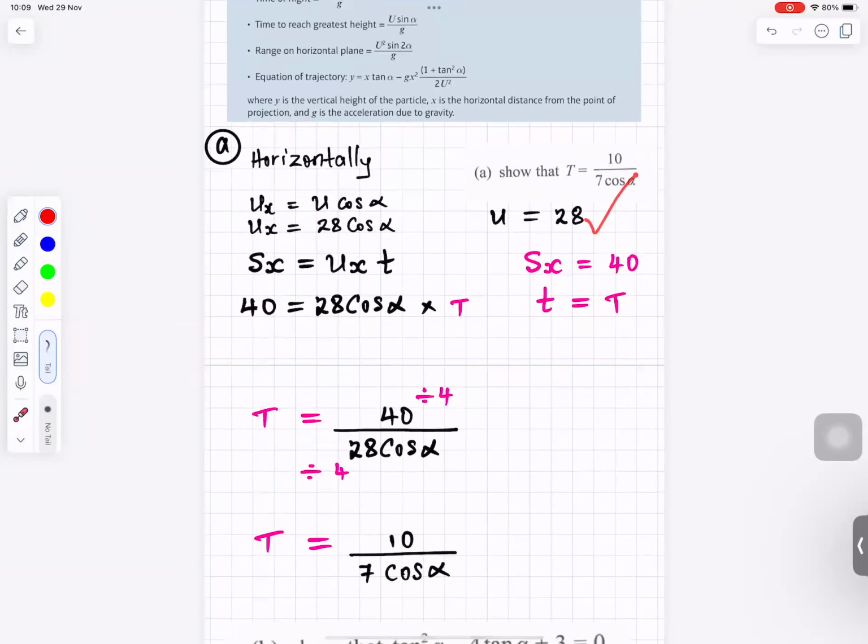So your u is 28. sx is 40. And t is the capital T. So that's what you need to show for the first part.